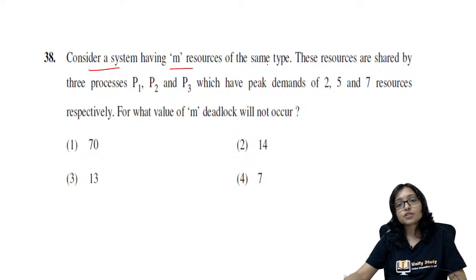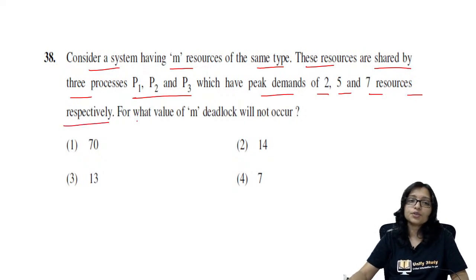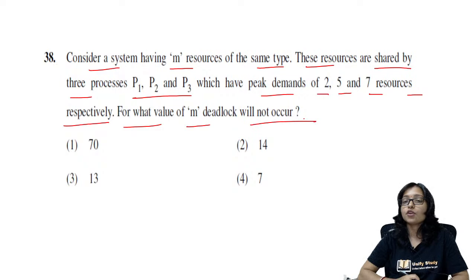Consider a system with M resources of the same type. These resources are shared by P1, P2, P3, which have the peak demand of 2, 5, 7 resources respectively. For what value of M will deadlock not occur? Here processes are given, maximum needs are different, so what will be the number of resources? What will be the answer for this? This is the last question for ultimate understanding.